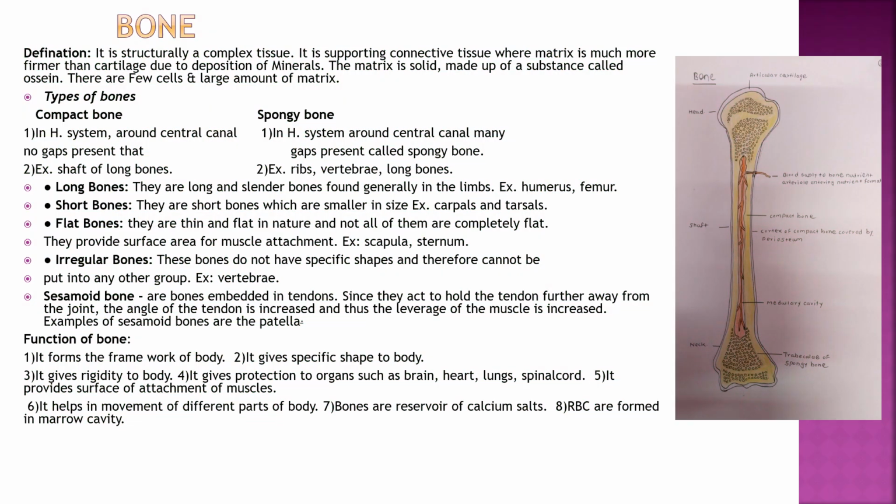Next is bone tissue. So it is mainly bone, and bone is of two types, spongy and compact. So when the Haversian system is complete in that bone, it is called compact bone, and when it is not complete, it is called spongy bone. Other types of bones are long bones like femur, humerus, short bones like carpals, metacarpals, irregular bones like vertebra, and sesamoid bones like patella. So sesamoid bone means the bone is developed from the tendon. It is called sesamoid bone.